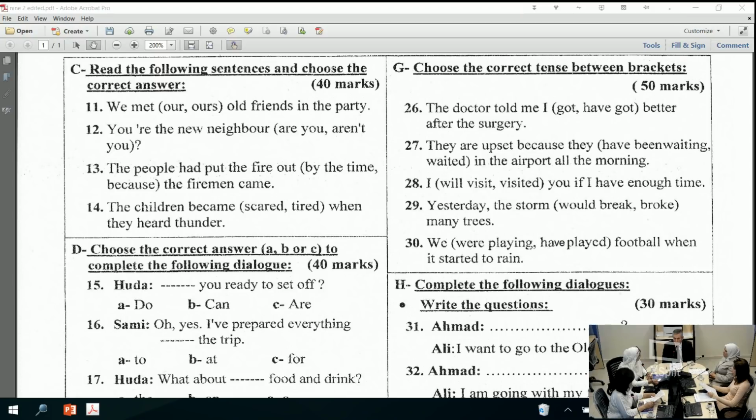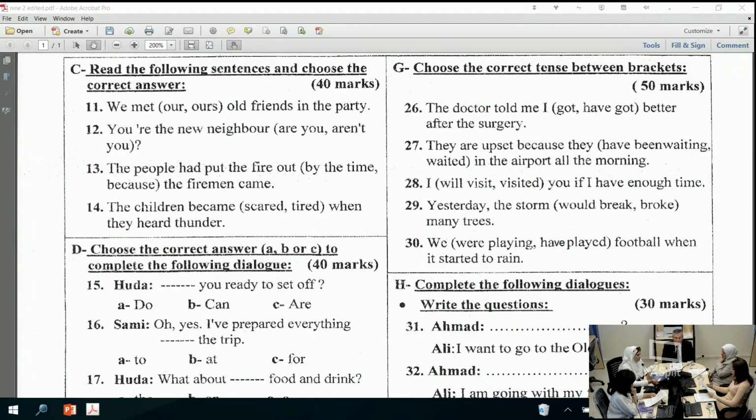Miss Abir, please. Now here number 29. Yesterday the storm would break or broke many trees. Here we have the indicator yesterday. So we have to choose the past simple, broke. It's better to use broke. Although sometimes someone may say would break is accepted, but here the choice is broke.